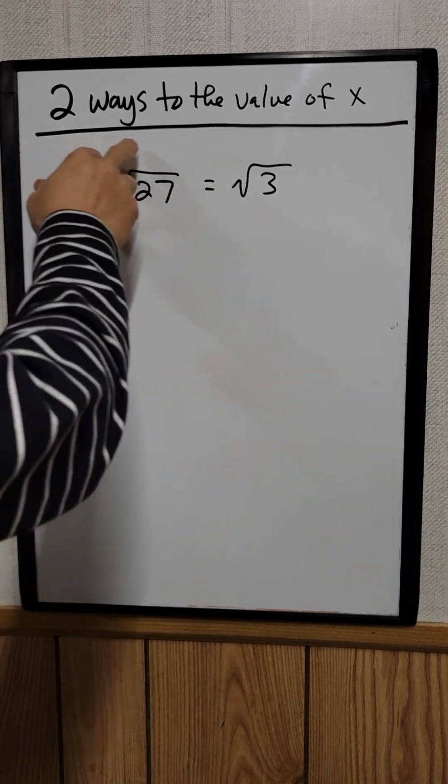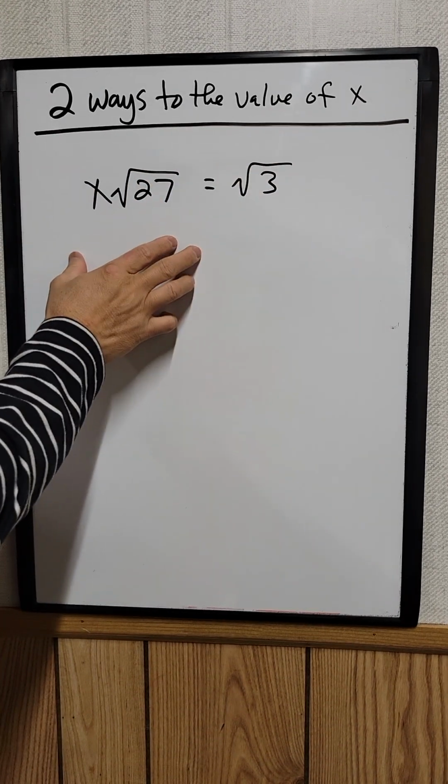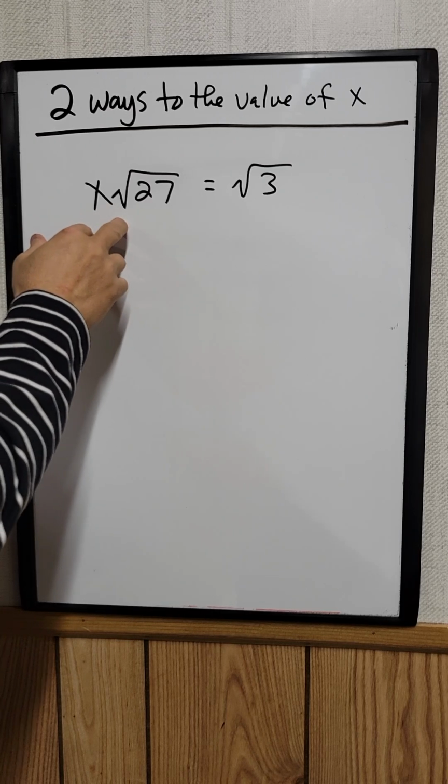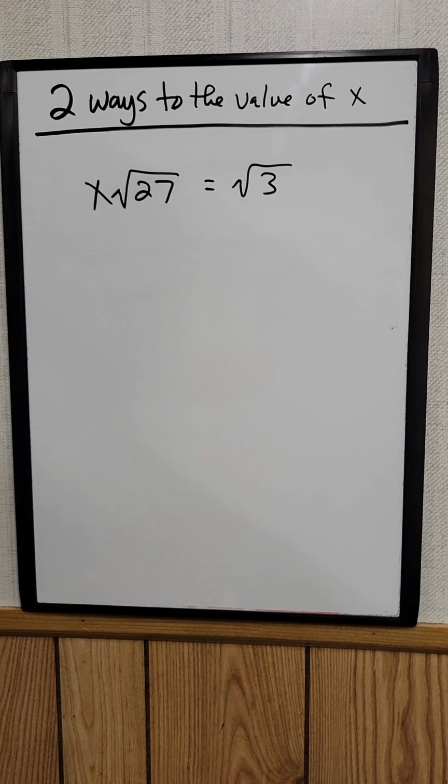I'm going to show you two ways to find the value of x for this equation right here. x times the square root of 27 is equal to the square root of 3. What is x equal to?